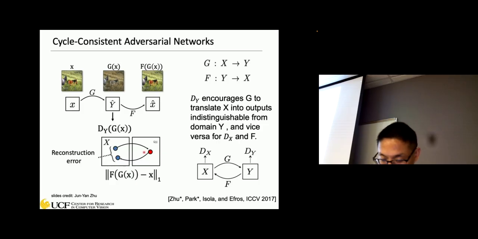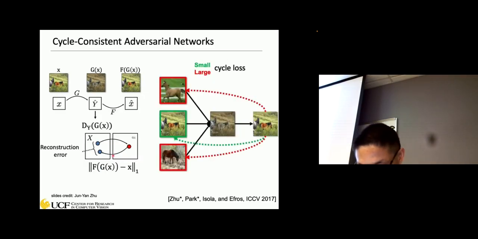Okay, so this is another graphic illustration. If I come from this domain, go to the other domain, and come back, the feature distance should be close to each other. So that's the basic idea.